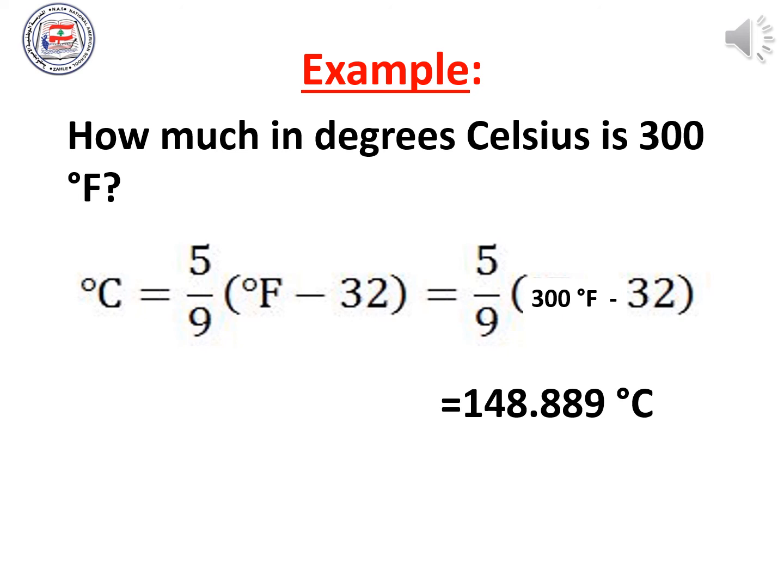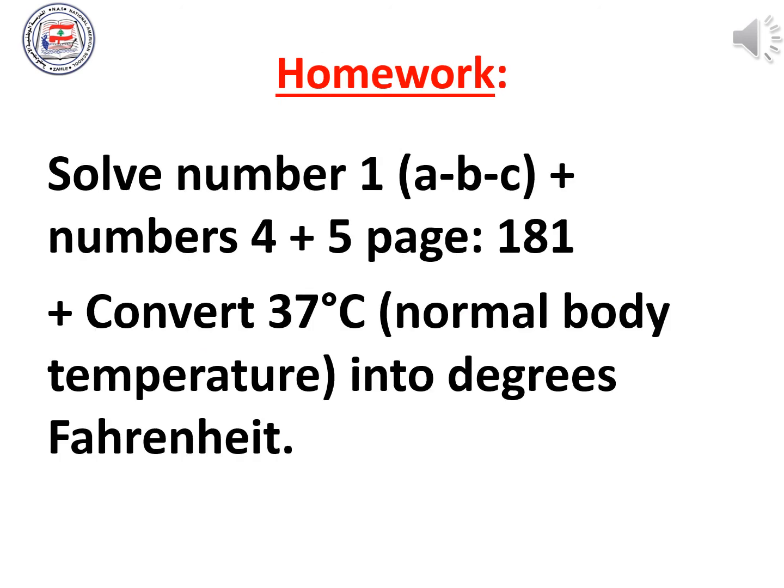So 300 degrees Fahrenheit is equal to 148.889 degrees Celsius. Please, as a homework, solve number 1, parts A, B, and C, and numbers 4 and 5, page 181. Convert 37 degrees Celsius, which is the normal body temperature, into degrees Fahrenheit.